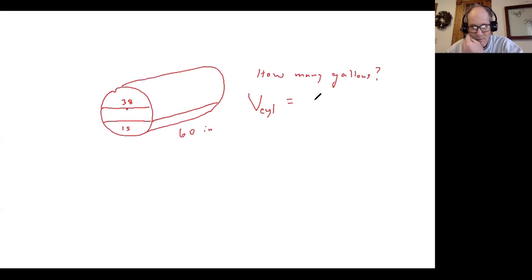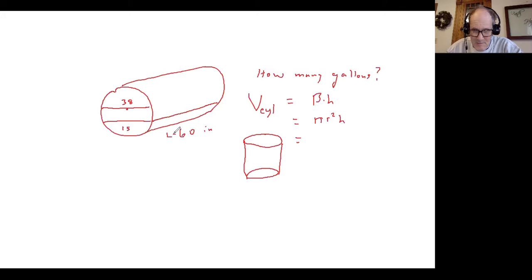Now remember, most cylinders, when you see them in the book and in the problem, they're standing up like this. The basic formula is base times height, where the base is the circle, so that's pi r squared h. Well, we have the same thing going on here, but this time instead of an h, we're going to have a length. So we have pi r squared length.